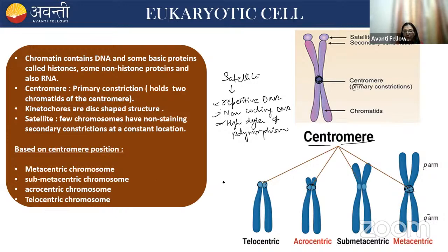And on the centromere, disc-like structures are present on both sides of the centromere, and these are known as kinetochores. So during metaphase, the spindle fibers from the opposite ends attach to the kinetochore of the chromosome.